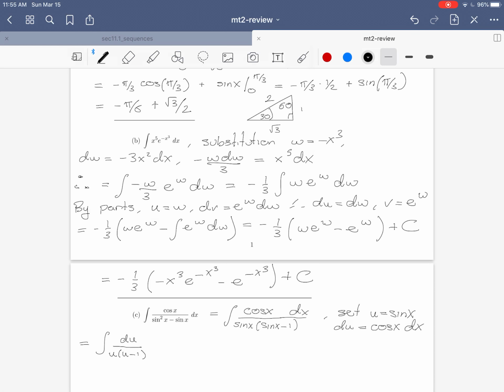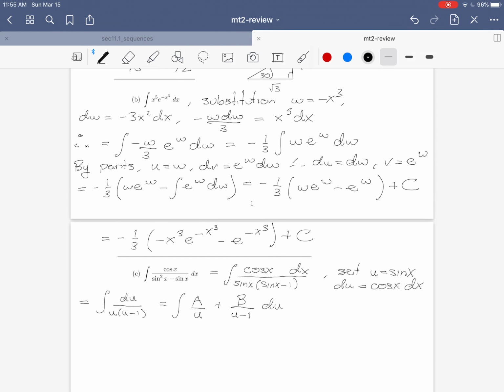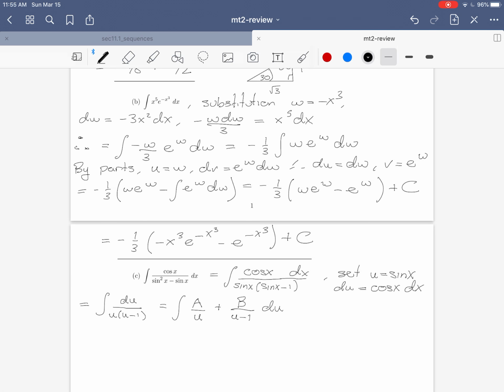So now we have to tackle this integral, and what we recognize here is that this is a rational function. So we should tackle it by expanding in partial fractions. Let's write 1 over u times u minus 1 as a over u plus b over u minus 1. And let's work out what the factors a and b are.